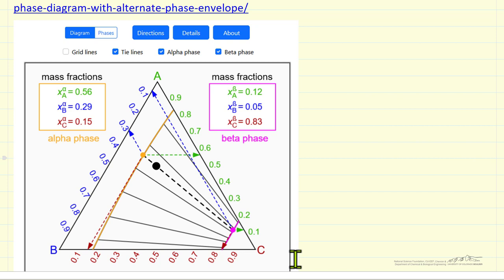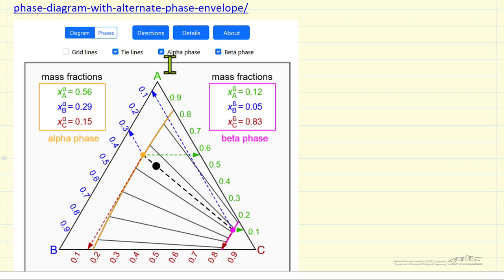For this diagram, this region here consists of two phases, so we separate liquid into two phases that are in equilibrium. And the black dot shows the point where we're located. The overall composition we can read off the diagram, but what we're showing is the composition of the alpha phase, the orange point, and the beta phase, the purple point, that are in equilibrium. And when the black point is close to the orange point, then we have mostly the alpha phase.